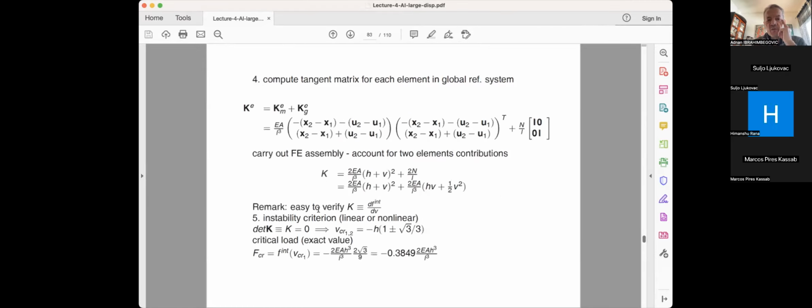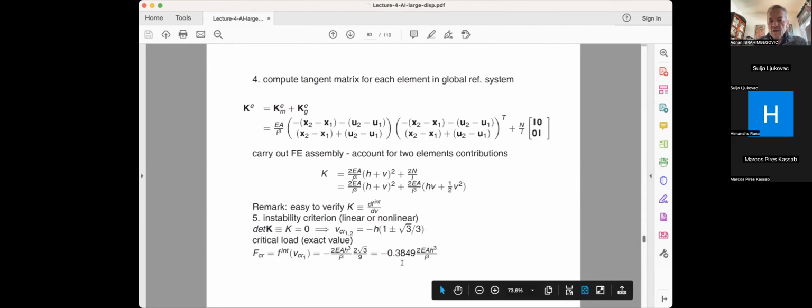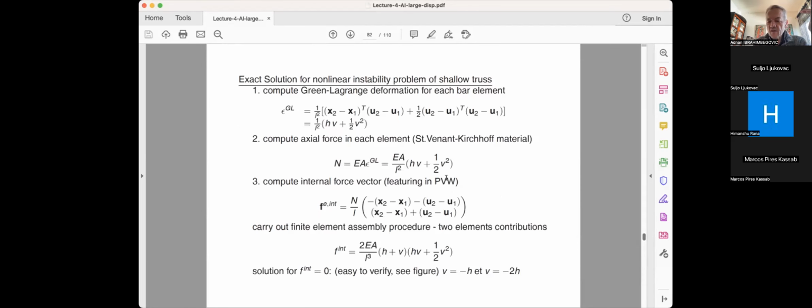And then I can compute my tangent stiffness. Either I take the derivative of this one with respect to v, or I go through the material and geometric parts, and I obtain this to be equal to 2EA divided by L to the power 3, (h plus v) squared, plus 2 times N divided by L, where N is this internal force that I already computed here.